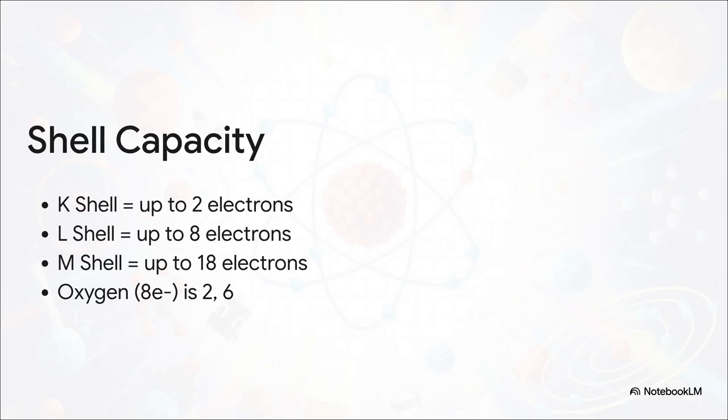Now, how are those electrons organized? We know they live in shells, but there's a strict limit to how many can fit. The closest shell, the K shell, holds a maximum of 2 electrons. The next one out, the L shell, can hold up to 8. The M shell holds up to 18. Take oxygen, for example, which has 8 electrons in total. We drop the first 2 into the K shell. That leaves 6, which fit perfectly into the L shell. So oxygen's electronic configuration is simply 2, 6.